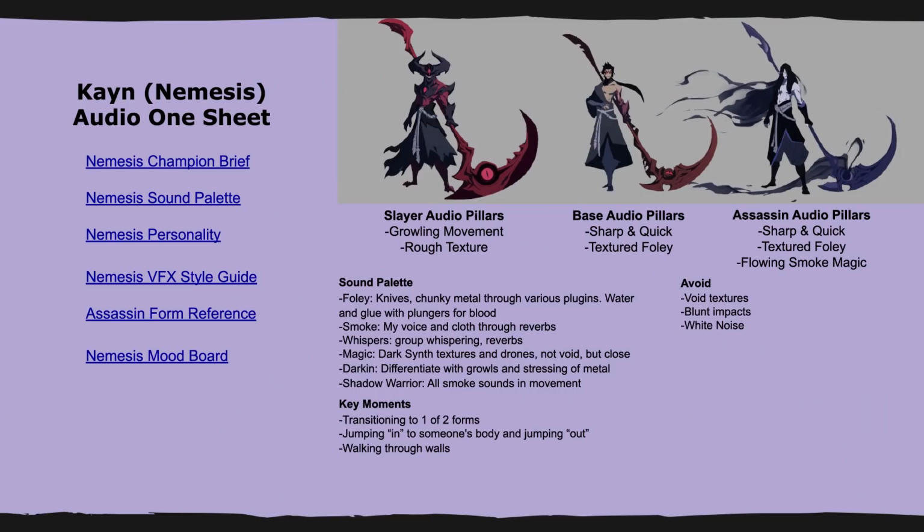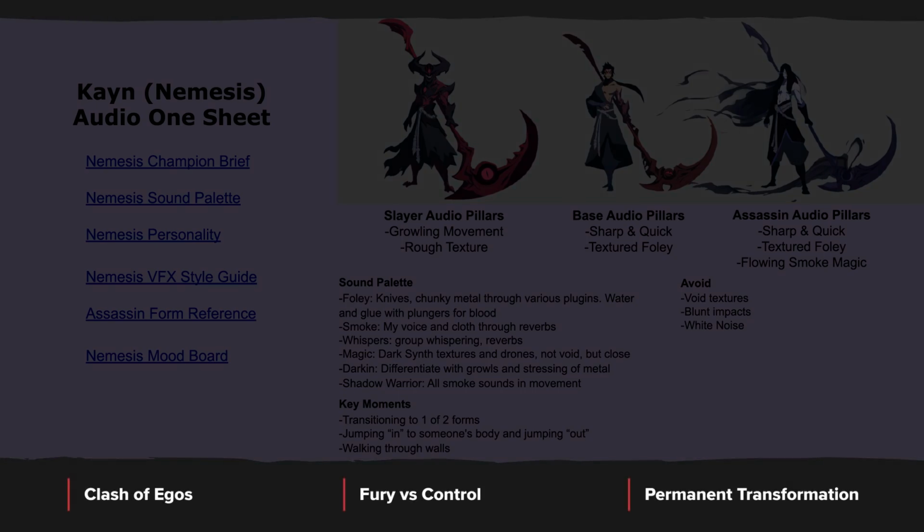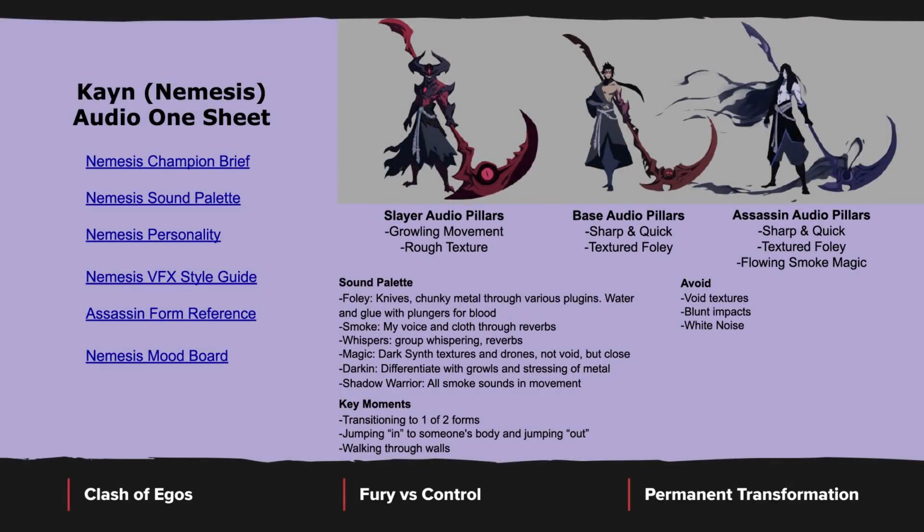Basically, this is where all these ideas come together, things that inspire us. Champion briefs: this is where narrative gets together and starts to create the pillars of this champion and gives us a summary of who they are, the background, some of the lore, and we're going to find where their attitudes are and what drives them. If you look down here, we've got Clash of Egos, Fury versus Control, Permanent Transformation. These are all pillars for Kayn when we were working on him.